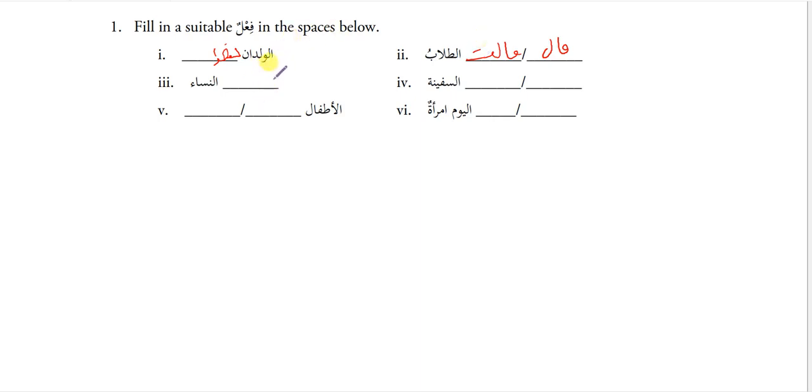We can say qala or qalat an-nisa'u, because nisa' is muannas. We can say jara, jara means to float, or jarat as-safinatu. Al-atfalu, we can say qama or qamat. And then we can say qala or qalat al-yawma imra'atun. Why? The reason is obvious. Look for it.